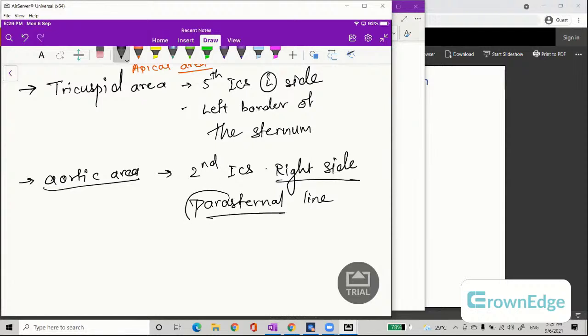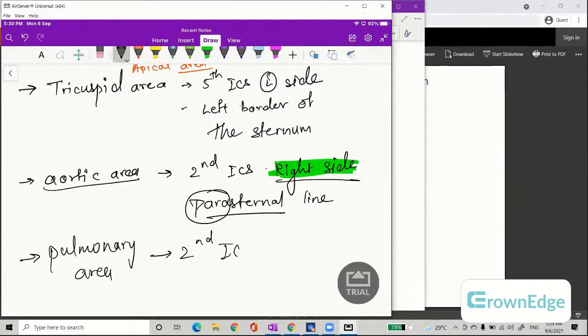Parasternal means near to the sternum. This is the only one which is present on the right side, right? Then we have a pulmonary area, which is present in the second intercostal space again, but this is present on the left side.